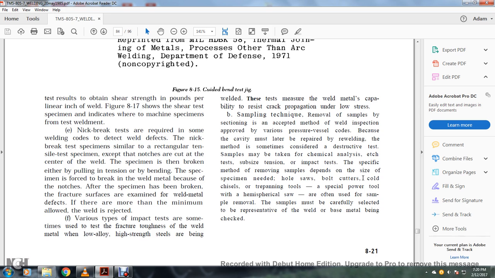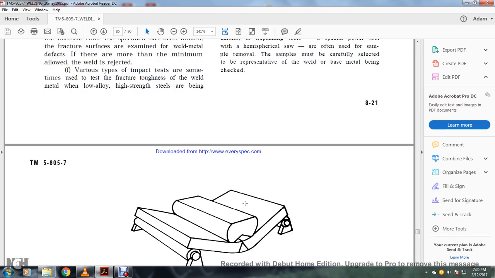Hole saws, bolt cutters, cold chisels, or trepanning tools, and special power tools with a hemicylindrical saw are often used for sample removal. The sample must be carefully selected to represent the weld or the base metal being checked.